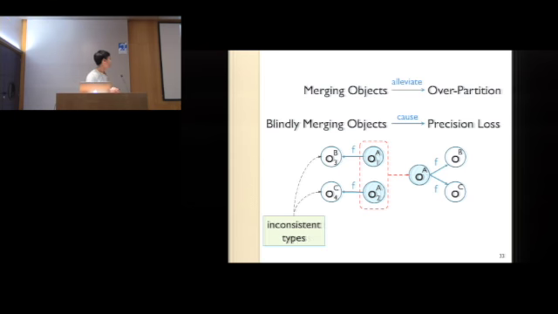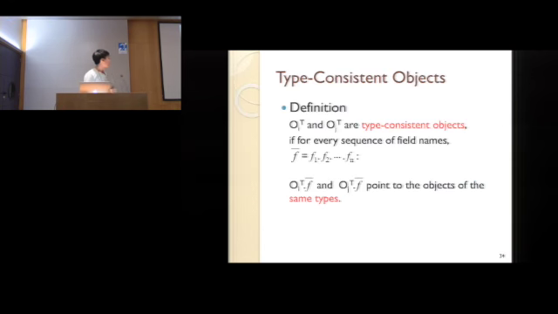For example, after merging O1 and O2 to OA, you will now load objects of type B and C from OA.F imprecisely, because we know OB is a false positive for the original O2.F and OC is a false positive for the original O1.F. So for this problem, we propose type-consistent objects.